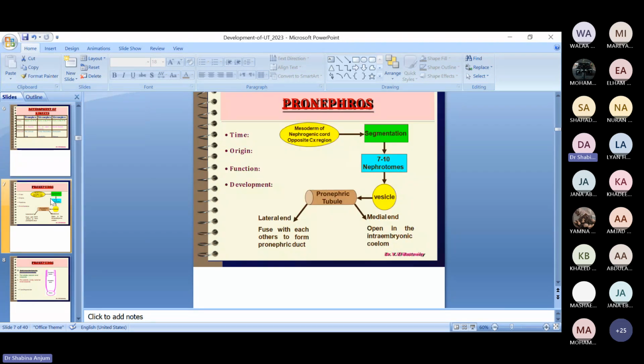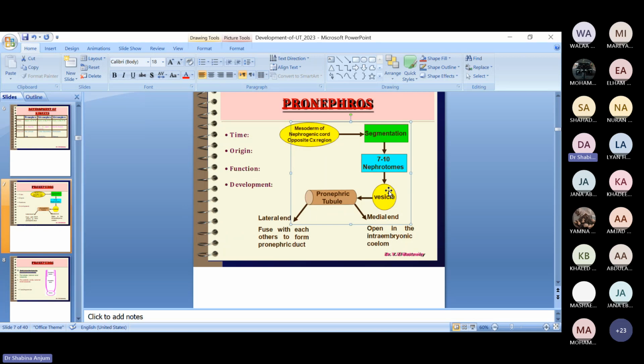What happens to the pronephros? This is the mesoderm of this cord, opposite to the cervical region. What will happen? This part will go into segmentation. Okay, there will be formation of the segments, and this segmentation will give rise to 7 to 10 nephrotomes. These nephrotomes will get vesicles. Okay, vesicles means there will be formation of the lumen.